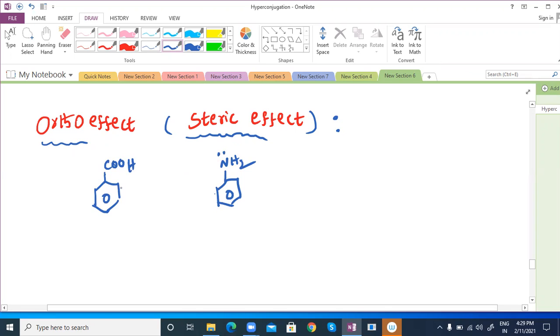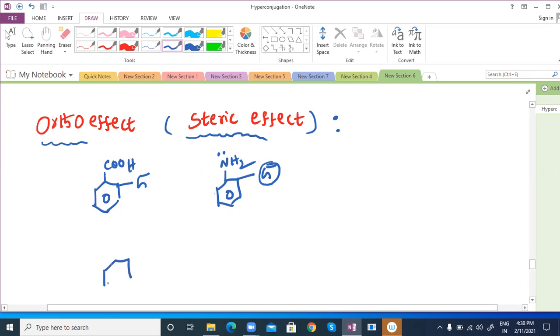This is going to be affected with respect to some group which is present at the ortho position. This group maybe can increase the acidic character or decrease it, that we will see. Same thing for basic character also. Because of this group, if it affects the basic character, then that we call the steric effect or ortho effect. Same thing for acidic also.